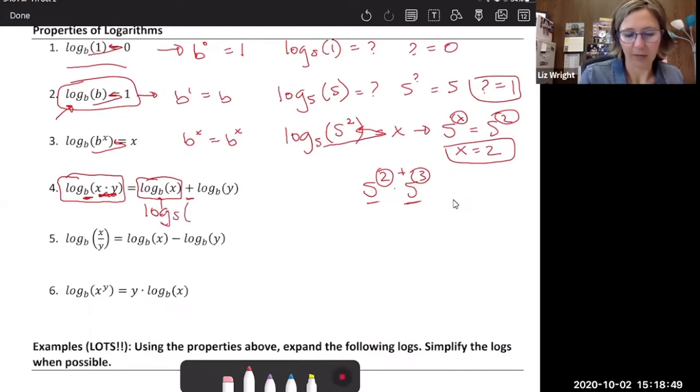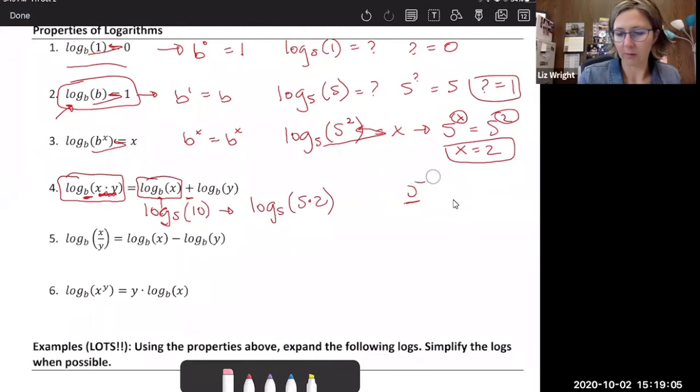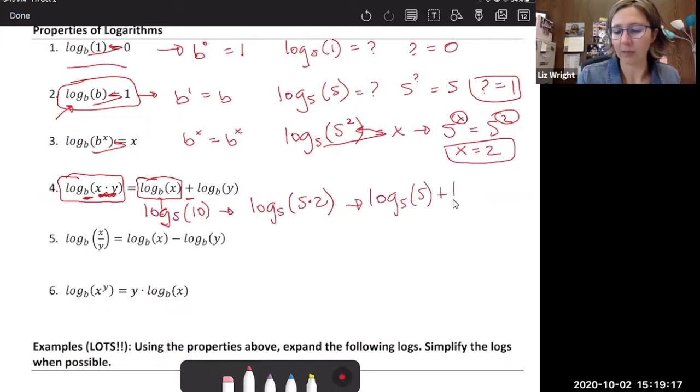Log base 5, let's do like 10. Well, how I can rewrite that is I can write it as log base 5 of 5 times 2. And I'm gonna get rid of this. And then we can say, okay, well, I can split that up. And I can write that as log base 5 of 5 plus log base 5 of 2. Can split it up like that.